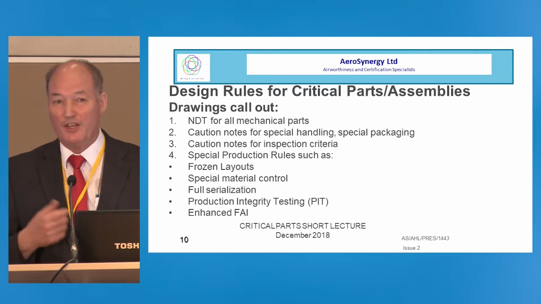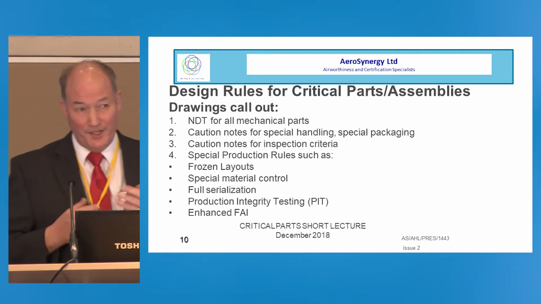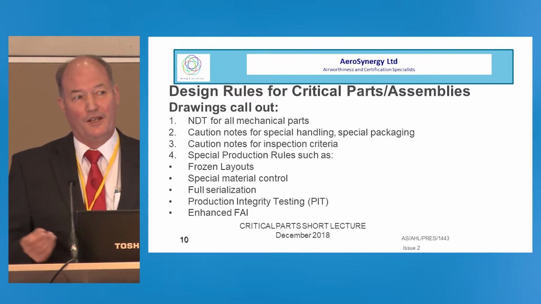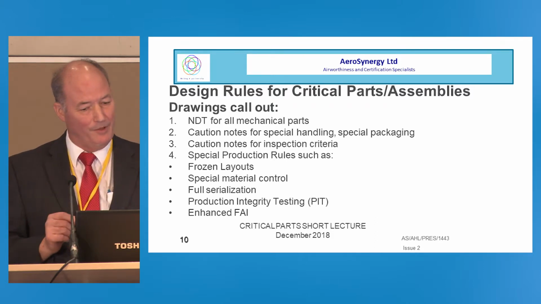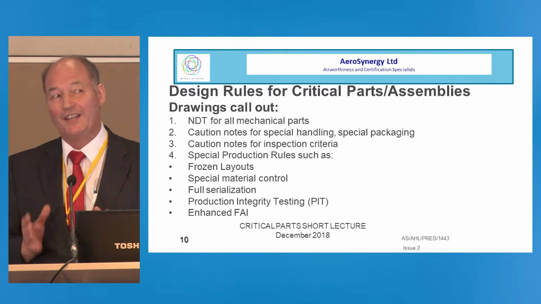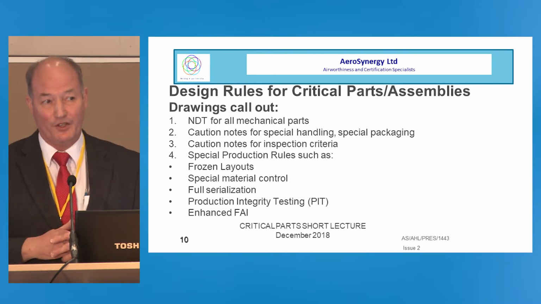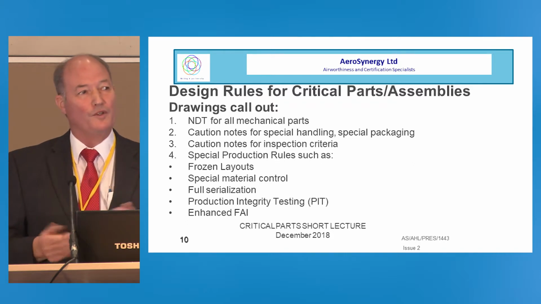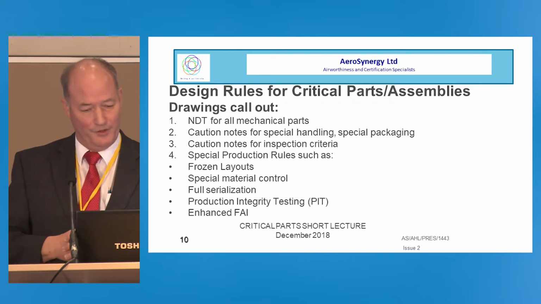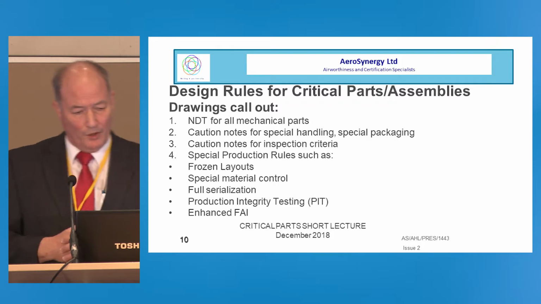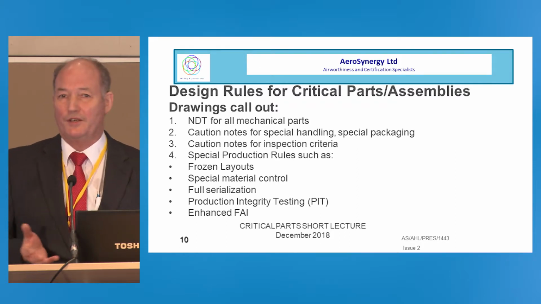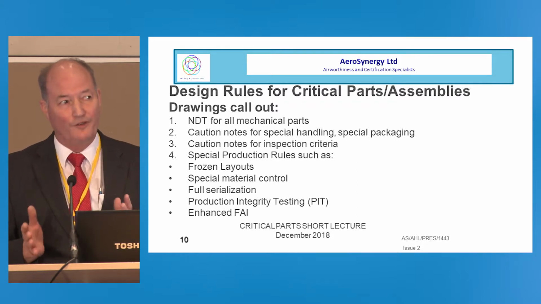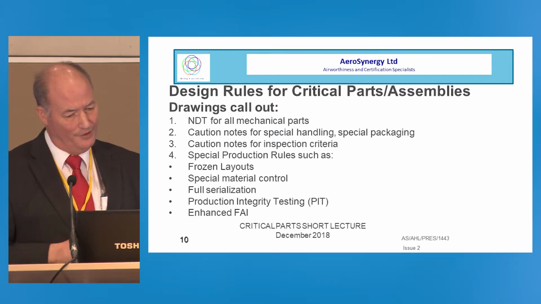So, for example, special handling requirements. They'll say this is a critical part. It must be free of blemishes and damage. And we even learned that we had to specify a standard of packaging during work in progress, because what you can't afford is for these parts to receive damage. Caution notes regarding inspection criteria. What exactly is the inspector looking for at each stage of manufacture?